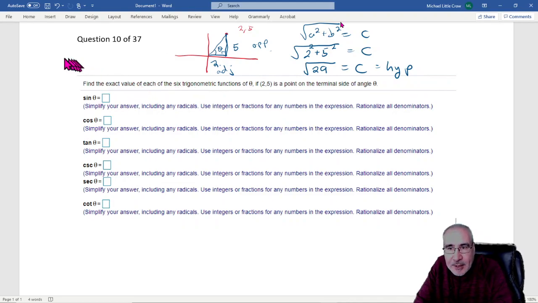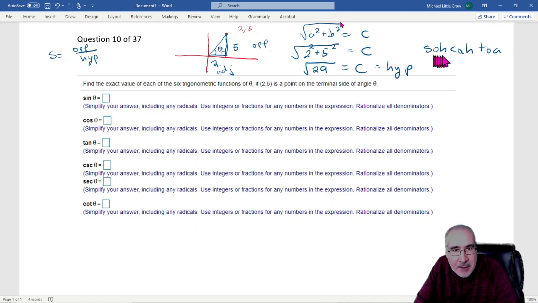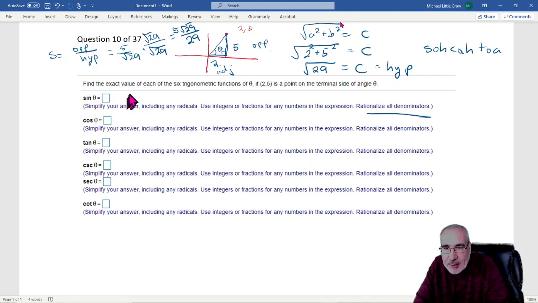Hypotenuse. So sine is opposite over hypotenuse, right? SOHCAHTOA. Opposite over hypotenuse, cosine's adjacent over hypotenuse. Opposite is going to be 5 over square root of 29. And again, they want us to rationalize the denominators. That just means we multiply both the top and the bottom by square root of 29. Square root of 29 times square root of 29 is equal to the number 29 without the square root, and 5 times square root of 29 is 5 square root of 29. So it's all rationalized. Our answer here is 5 square root of 29 all over 29.